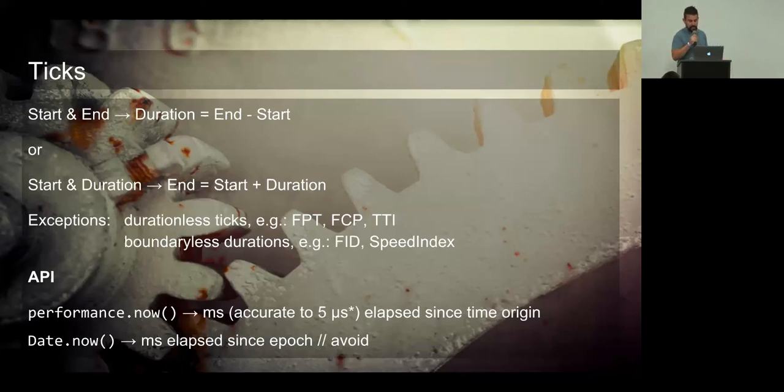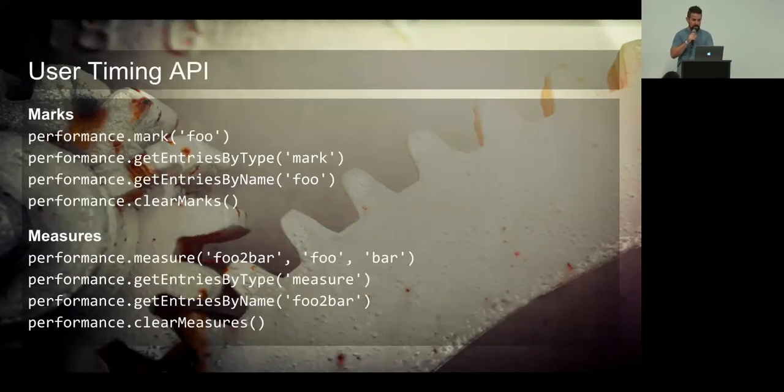The API for that, performance.now, gives a very accurate number of milliseconds, with accuracy down to 5 microseconds. There's an asterisk here, because they reduced the precision lately in browsers because of the Spectre and Meltdown attacks. I suggest not using Date.now, unless of course you support legacy browsers, in which case you have a fallback for that. The User Timing API is very useful for having your marks.